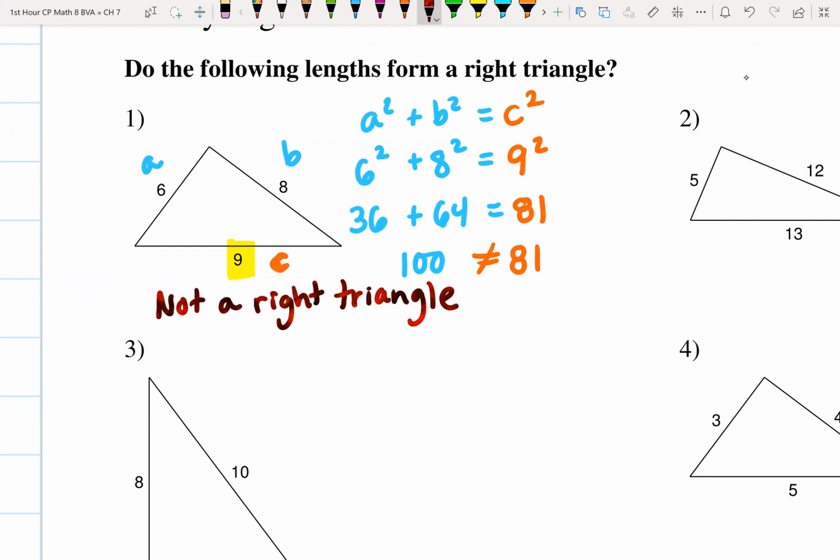Okay, so in review, for each of these first 6 problems, the largest number has got to be C in your Pythagorean theorem. So find the largest number, and that's got to go in for C. The other two remaining numbers can go in for A or B, it doesn't matter which, and then test them out. If it works, it's a right triangle, meaning if these two numbers at the end are equal, it's a right triangle. If they're not, it's not a right triangle.